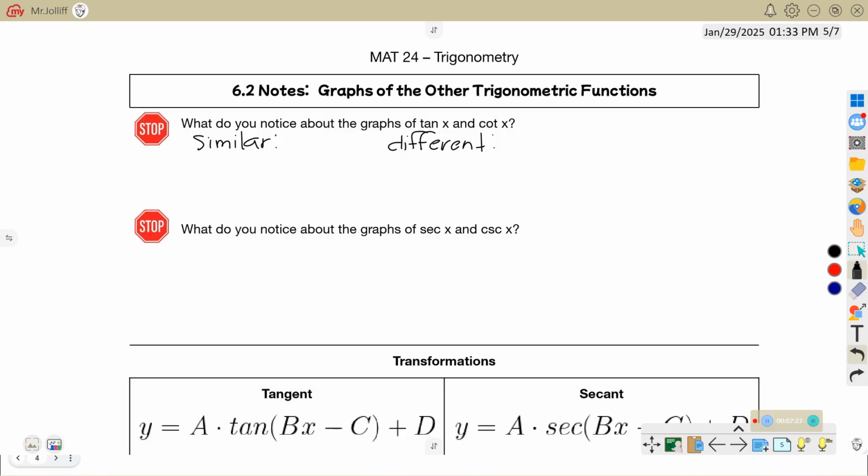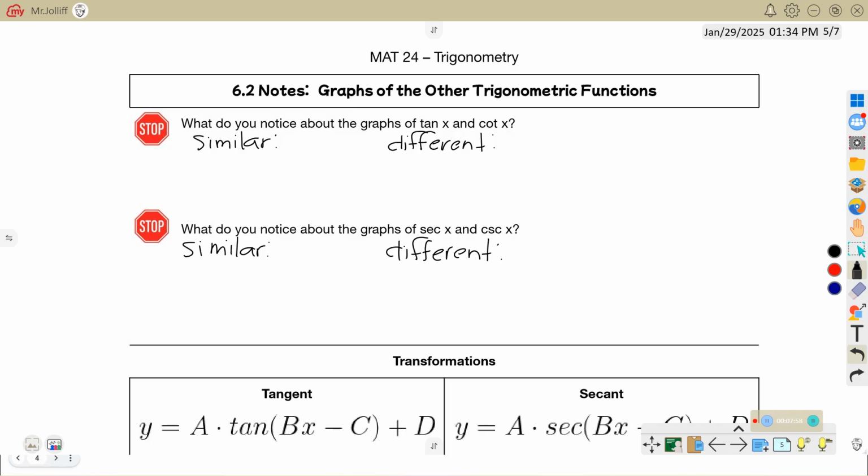So I'm going to group your comments into two categories: similar, how are they similar, and different, how are the two curves different? We're going to start with tangent and cotangent. That was the first one, tangent and cotangent. So how are tangent and cotangent similar? Volunteer, what do we see? Melissa?